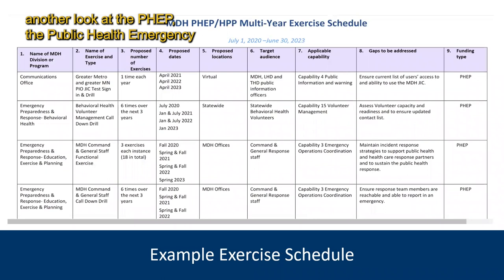Here's another look at the PHEP, the Public Health Emergency Preparedness, and the Hospital Preparedness Program multi-year exercise schedule. Same idea, that we look at what the exercises are and then some details about dates and locations, the target audience, the applicable capability, and the gaps to be addressed. So you might send this out or you might have people take a look at it. One advantage to a little bit of homework ahead of time is they understand this is an element of what you will be trying to produce.